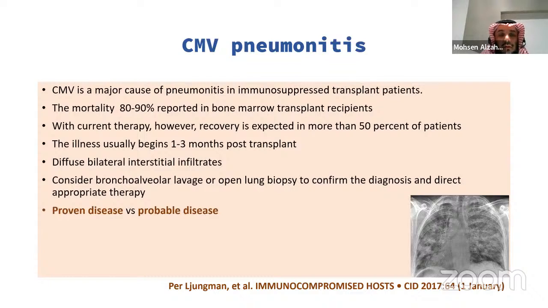Diffuse bilateral interstitial infiltrates, as you see in the X-ray, will appear. We should consider bronchoalveolar lavage or open lung biopsy to confirm the diagnosis. And we have criteria establishing either proven disease or probable disease. For proven disease, the patient will have clinical signs and symptoms, plus the virus is isolated by tissue biopsy, while for probable disease, the virus is isolated on BAL.